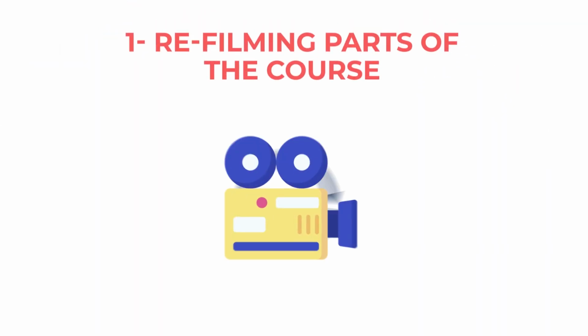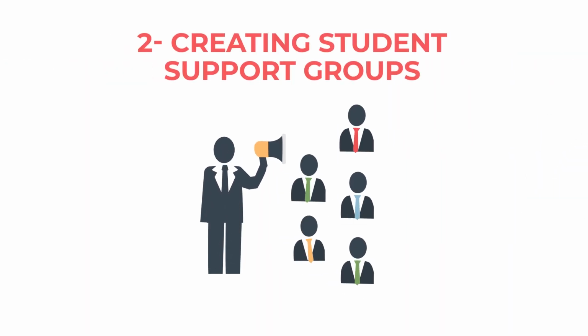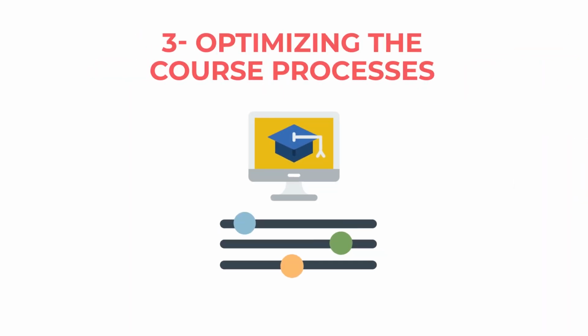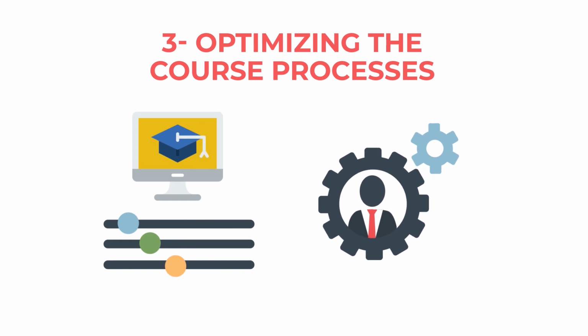So this was basically refilming parts of the course, making it simpler, creating student support groups with WhatsApp, etc. And basically really optimizing the course processes so that people started getting results faster with the course. So obviously reducing refund rates increased our return, and it also makes it sustainable.